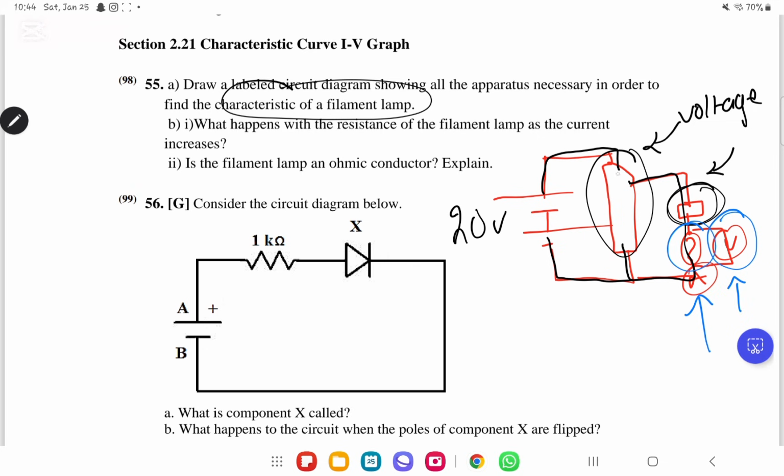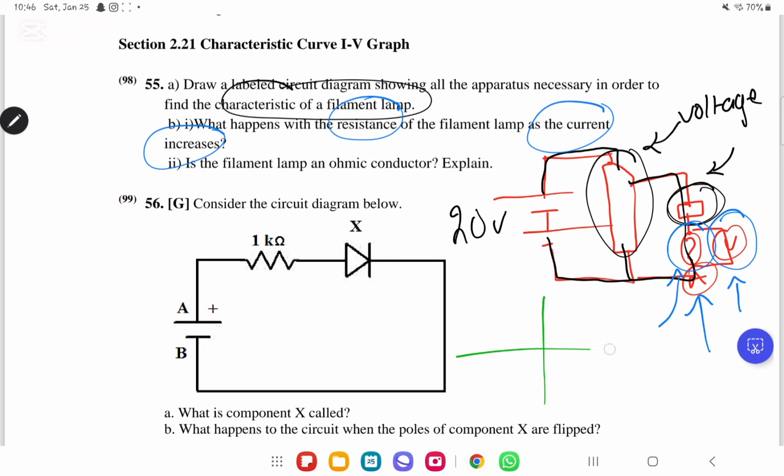Okay, so what they could do possibly is to see if you decrease the voltage, what happens? If you increase the voltage, what will happen? So they told us in part B, what happens with the resistance of the filament lamp as the current increases? So very simply, what happens with the resistance? So how much can the lamp resist? If you increase the current, definitely how much it can resist will increase with an increase of the current, because you're technically letting more of the current be resisted.